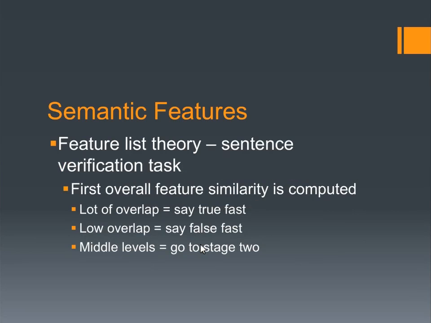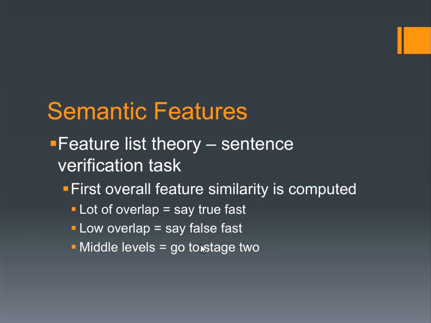And the way we can test this is also the sentence verification task. So we've got two objects. Let's say a robin is a bird. What we'll do is take robin and bird and compute the feature similarity between them and see how many features they have in common. If there's a lot of overlap, we'll say yes, true, very quickly.